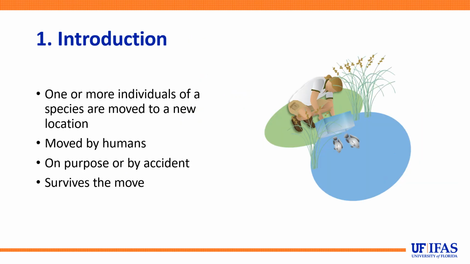First, we start with introduction. However the individual or individuals are transported, they must survive the journey from point A to point B, which can be stressful. This could be by boat, trailer, plane, truck, cargo container, styrofoam container, plastic bag, luggage bag, coat pockets, aquarium tank, or attached to some debris. We learned about these pathways in the last module.